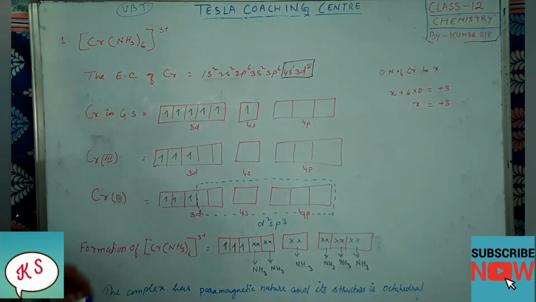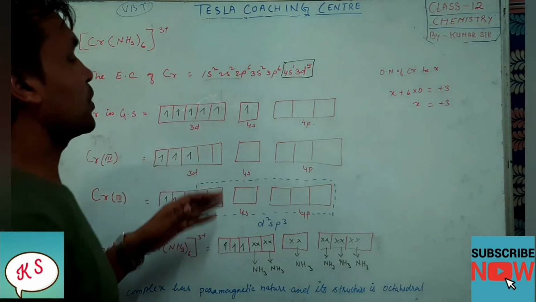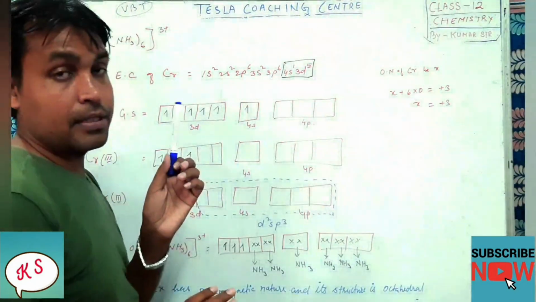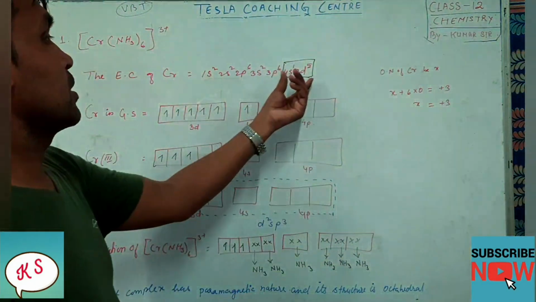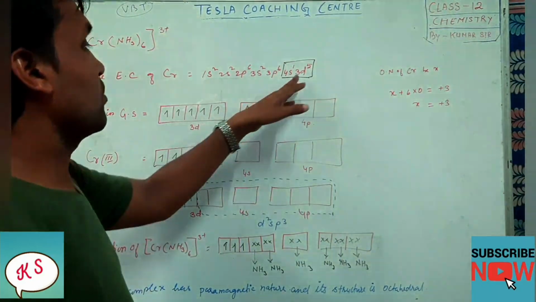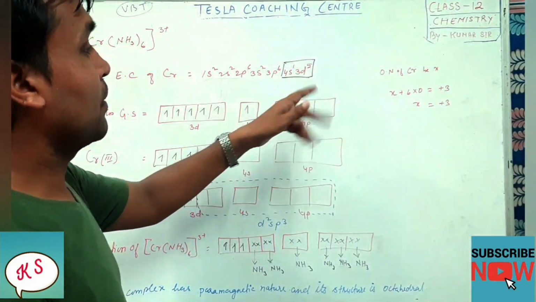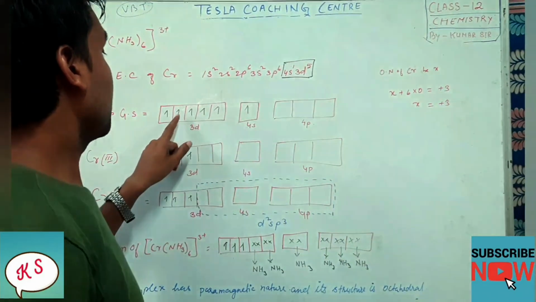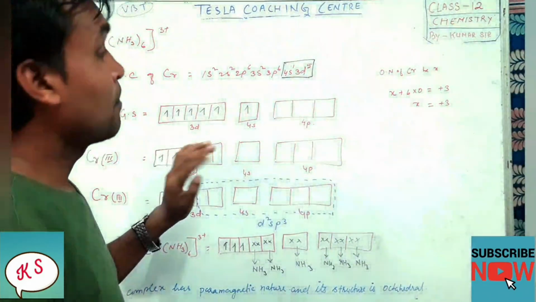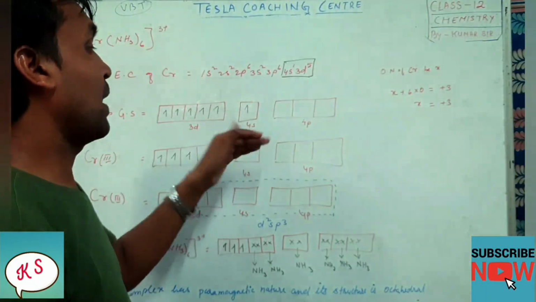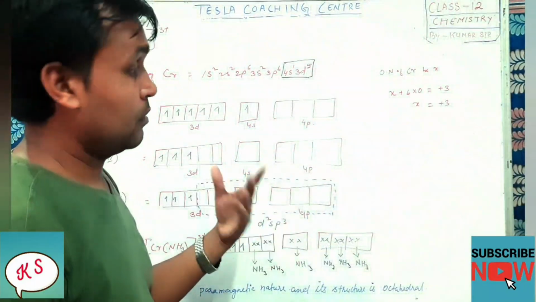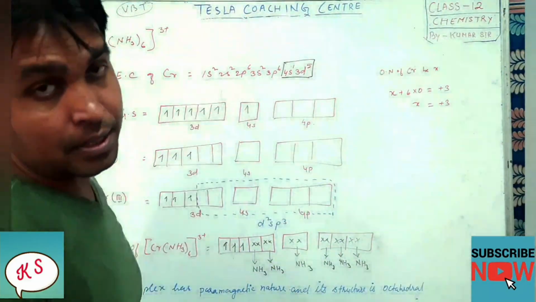So chromium in the ground state: we are not going to consider the whole electronic configuration, only the outermost one, the valence shell. So the outermost is 3d5 and 4s1. In 3d, how many electrons are there? 5. So 1, 2, 3, 4, 5 electrons. And in 4s, how many? 1. After 4s, what comes? 4p. So we have written 4p here. We don't have electrons in 4p, so just keep it empty.